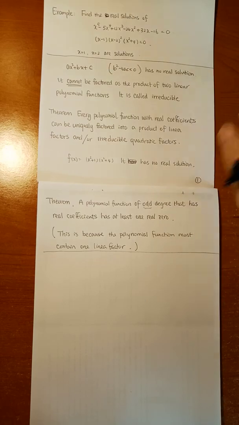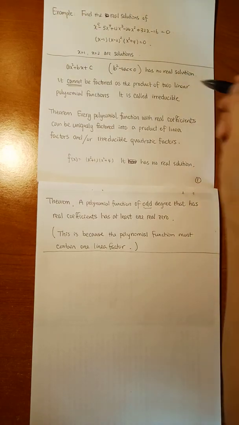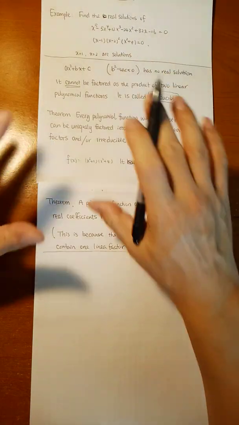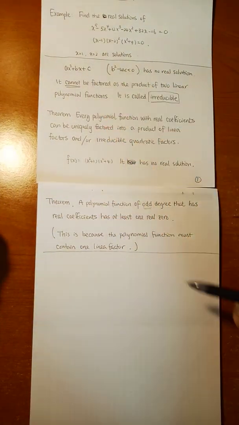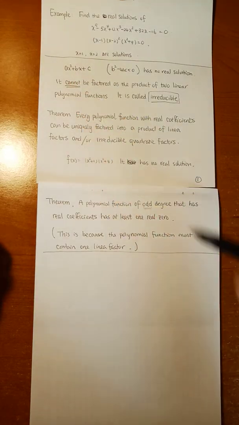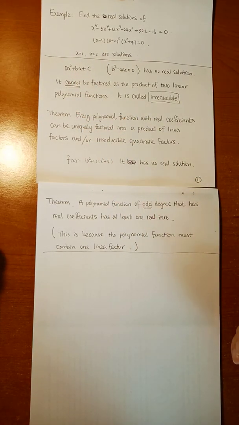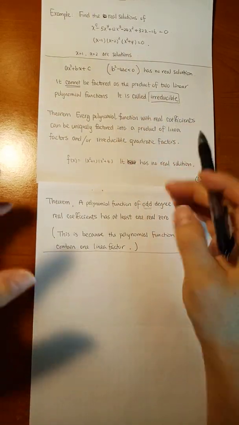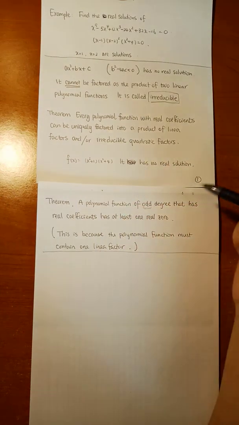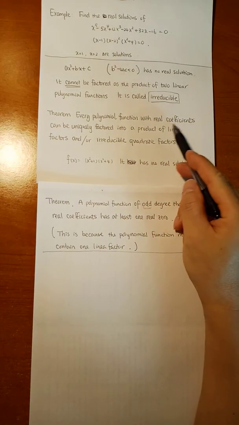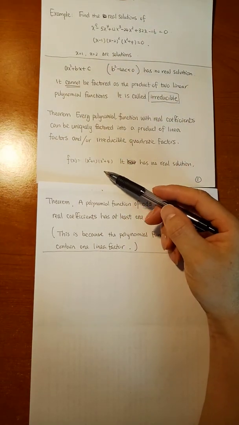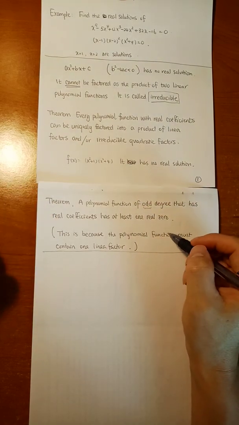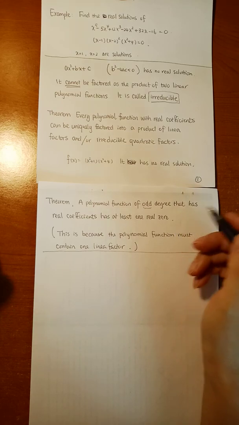So in this part, we introduce the words irreducible polynomial. Irreducible polynomial just means you cannot break it. Irreducible is always a quadratic, a quadratic with discriminant less than 0. And then every polynomial with real coefficients can be factored as a product of such factors. And if you have an odd degree, it has at least one real zero.